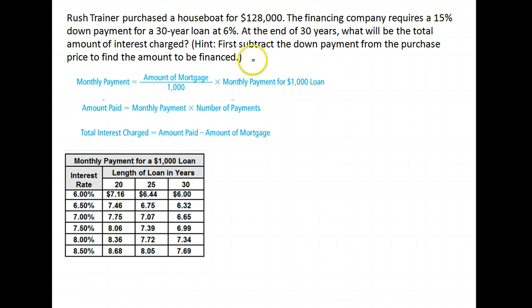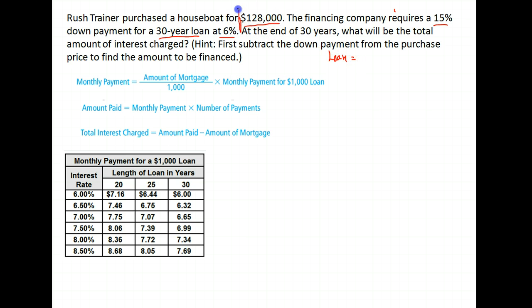Okay, here's Rush Trainer. He purchased a houseboat for $128,000. The financing company required a 15% down payment for a 30-year loan at 6%. At the end of 30 years, what will be the total interest charged? So we have the same process again. First of all, we need to find out what's the amount of his loan. How much is he actually going to borrow?